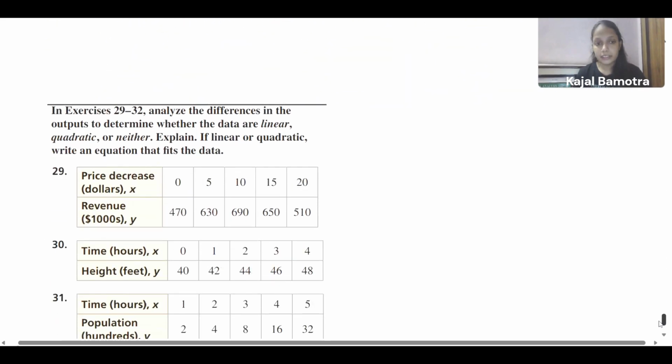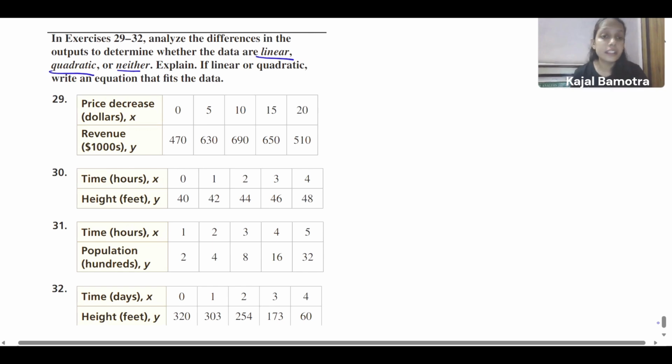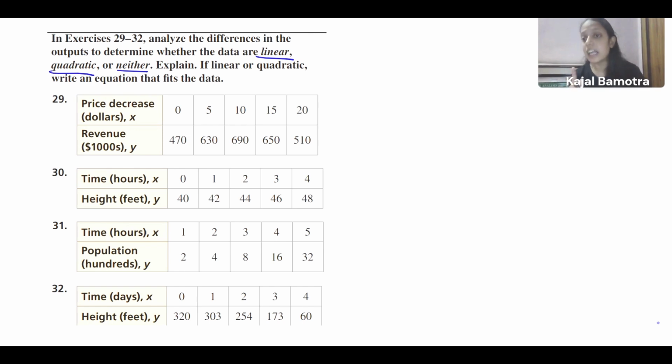Okay, so next we are provided with this and we have to check whether it is linear, quadratic or neither. Linear means first difference same. Quadratic means second difference same. And we can use this difference concept only if x values are equidistant. If x values are equidistant, then we can check. Let's start with question number 29.